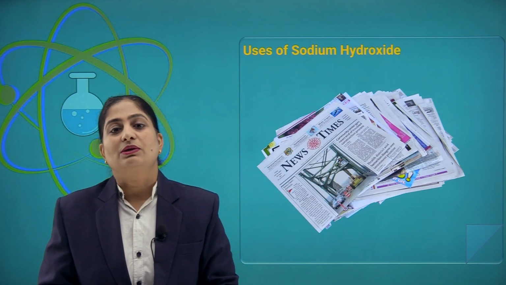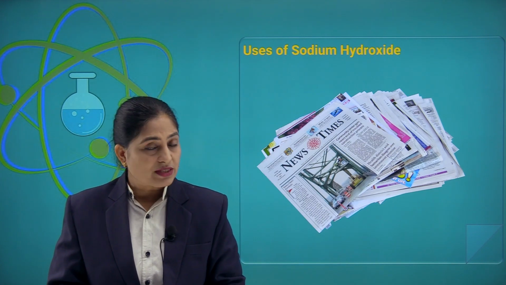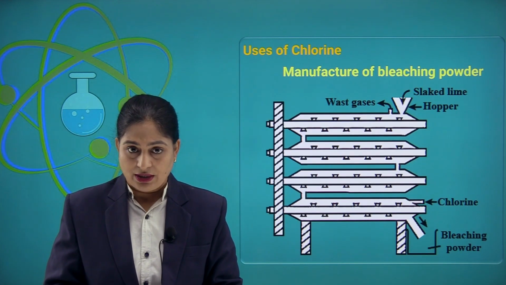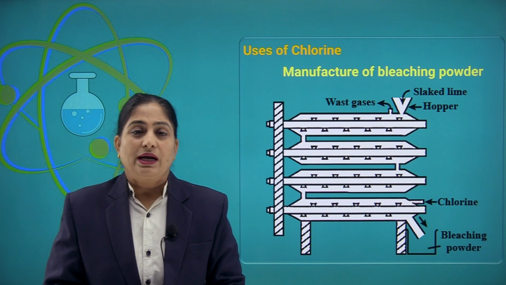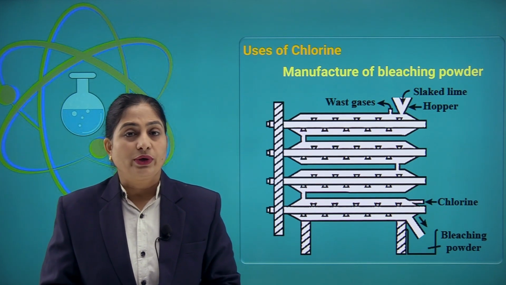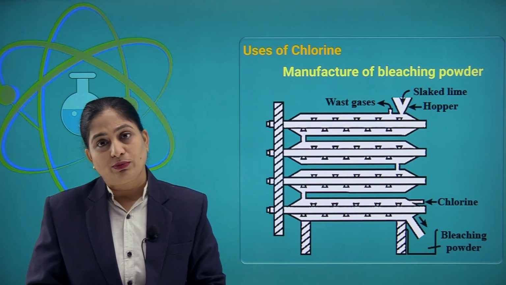Now let us discuss the uses of sodium hydroxide. It finds very important use in the paper industry. It is used for bleaching also. Now we will talk about the uses of chlorine. Chlorine is used in the manufacture of bleaching powder.